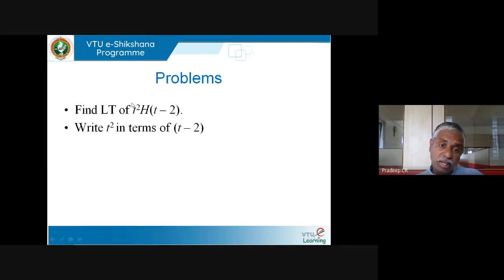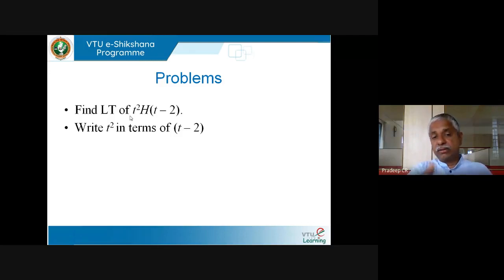Because the formula I know is for L of f(t minus a) h(t minus a). Here a is 2, h(t minus 2), you can't do any change there, you can't play around there. So somehow I must write this as a function of t minus 2. How do I write t square as a function of t minus 2?